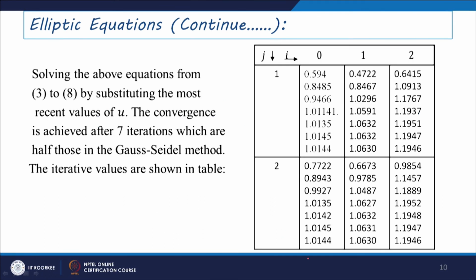If you solve this set of equations 3 to 8 by substituting the most recent values of u, the convergence is achieved in 7 iterations, which is half of those of the Gauss-Seidel method. Since after 14 steps we got the convergence solution in the Gauss-Seidel method, but the iteration steps are halved whenever we go for this improved Gauss-Seidel method, especially called the successive over-relaxation method here. The iterative values are shown in the table, and we are considering these differences in each step there.